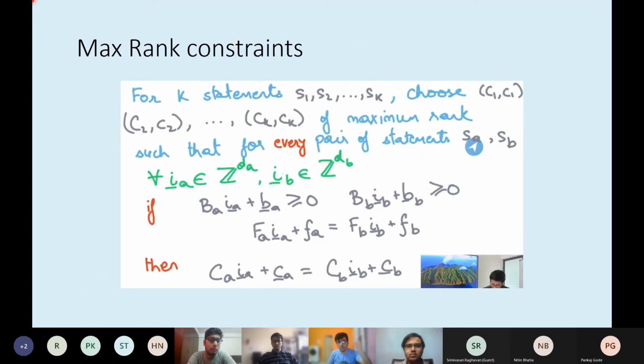As we saw before, we're just modifying the constraints to include the maximum rank constraint. If we have k statements, S1, S2, till Sk, we'll choose these unknowns, these affine functions for each statement, of maximum rank, such that for every pair of statements, SA and SB, where SA and SB could be the same statement, for all iteration variables in their respective iteration spaces, if they access the same memory location, they should be mapped to the same processor by the respective affine mapping function.